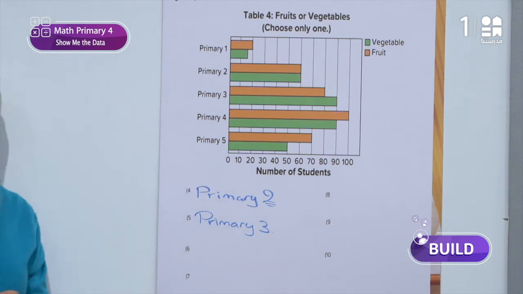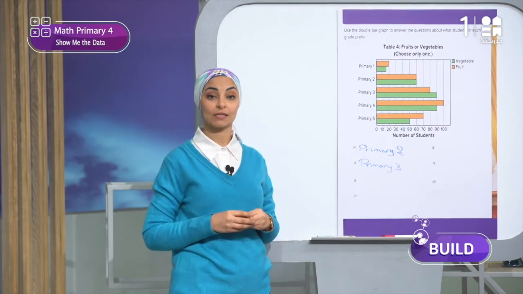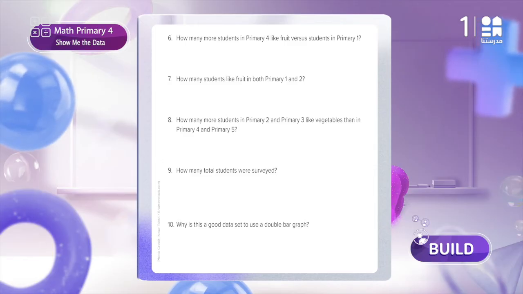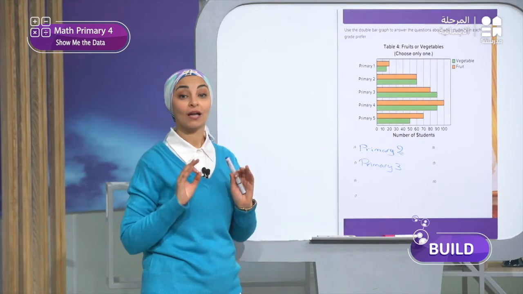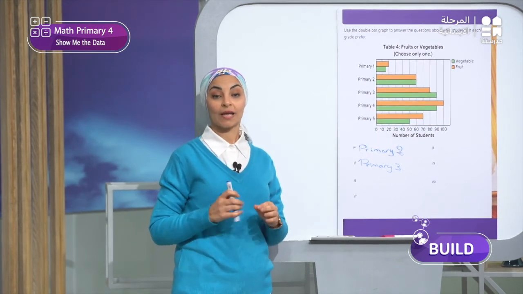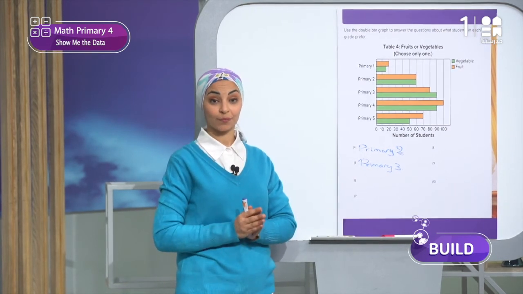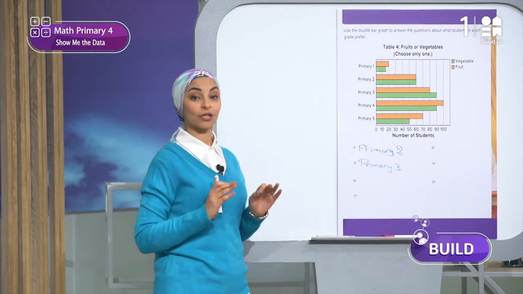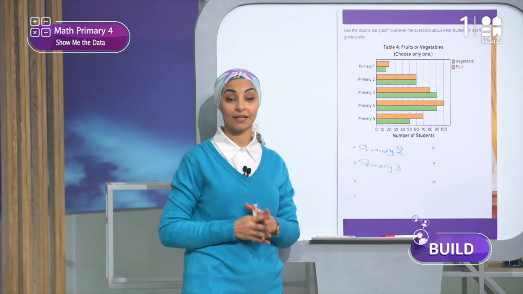Let's move to the next one. Question number 6 on page 119. Now I need to know how many more students in primary 4 like fruit versus students in primary 1. Meaning, how many more students than primary 1 like fruits. As we have just said, the fruit bars are in orange and the vegetables in green.